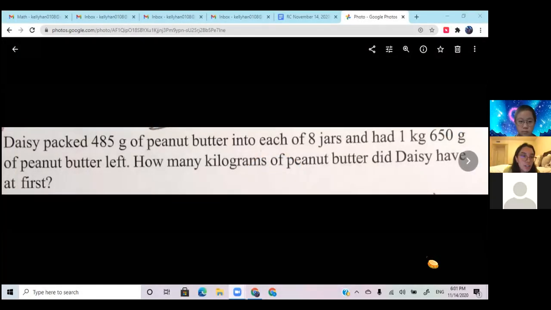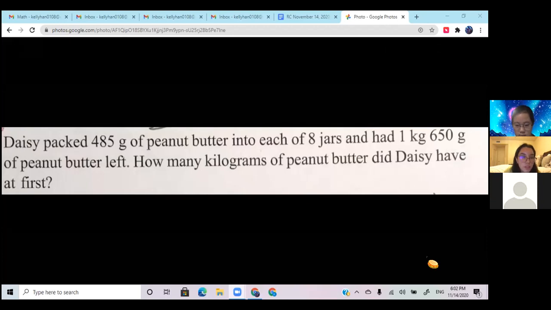Daisy packed 485 grams of peanut butter into each of 8 jars and had 1 kilogram, 650 grams of peanut butter left. How many kilograms of peanut butter did Daisy have at first?